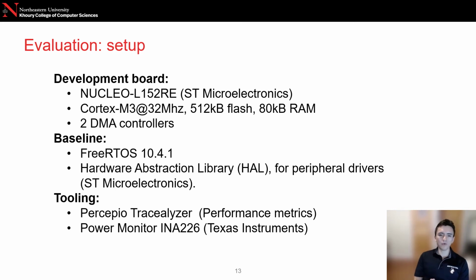The baseline that we use to compare our solution is vanilla FreeRTOS 10.4.1, and also the hardware abstraction library HAL for peripheral drivers that is also provided by ST Microelectronics. For the tooling, we use Percepio Tracealyzer for collecting performance metrics, and the power monitor provided by Texas Instruments to collect electrical metrics.